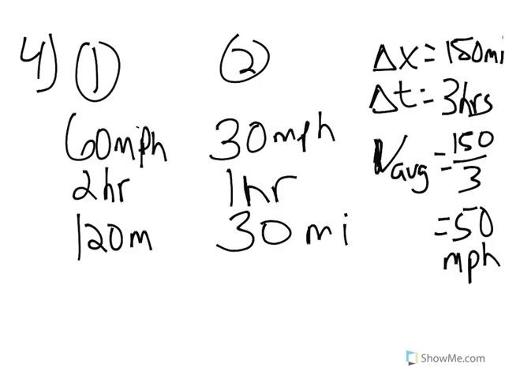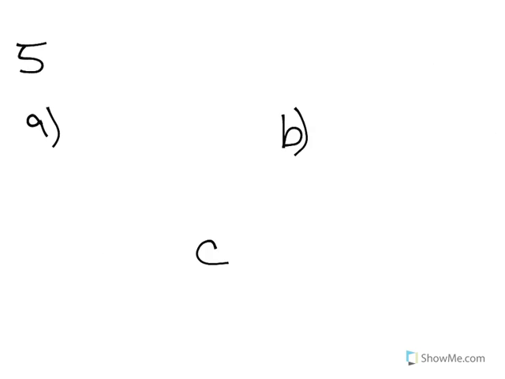All right, next up, let's take a look at number 5. Number 5 says describe the motion represented in the graph above. For A, it is just constant speed. That is the motion. It's going at a constant speed.